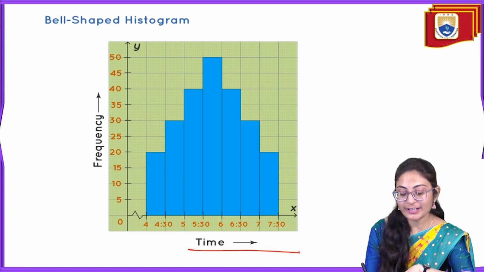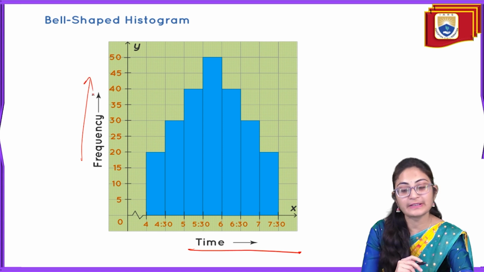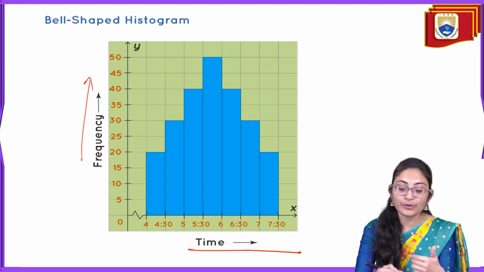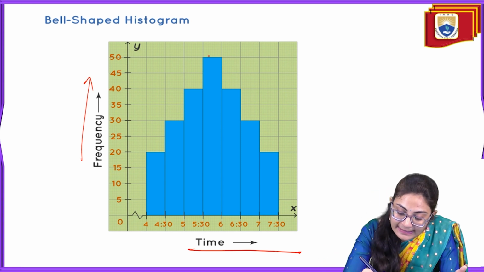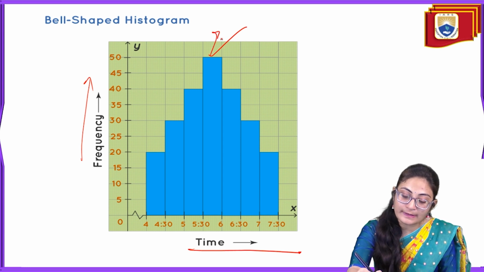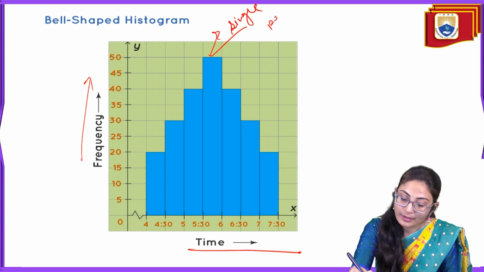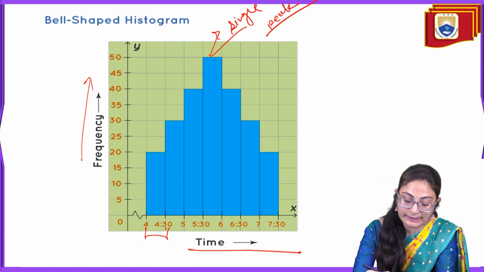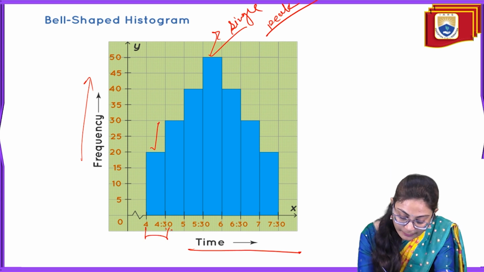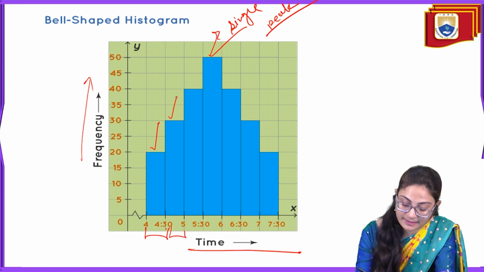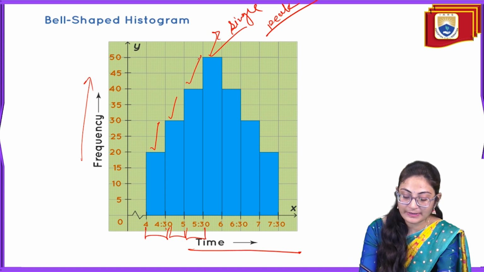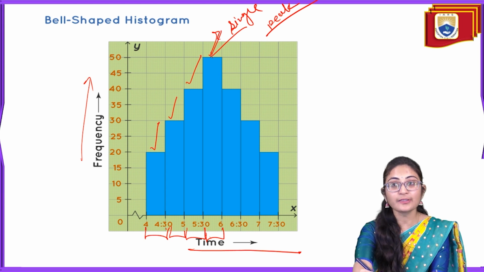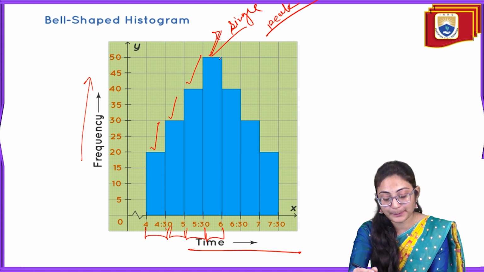Again, this shows the time, and this shows the frequency. On the basis of this data, we are drawing our bell-shaped histogram, and this is your peak. That means this is your single peak. And see here, between 4 to 4:30, there are only 20 visitors. 4:30 to 5, there are 30 visitors. Then 5 to 5:30, there are 40 visitors. And 5:30 to 6, there are 50 visitors. That means at this point we have got the one single peak point.